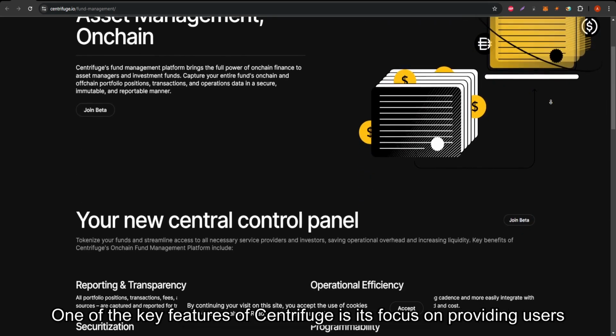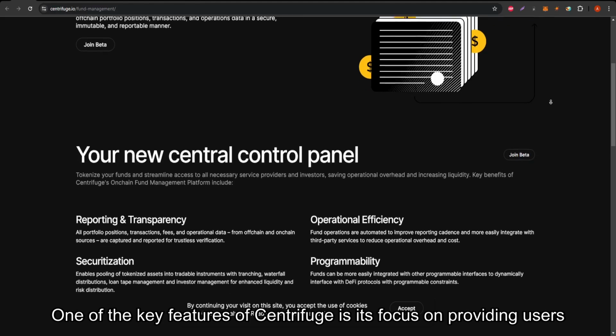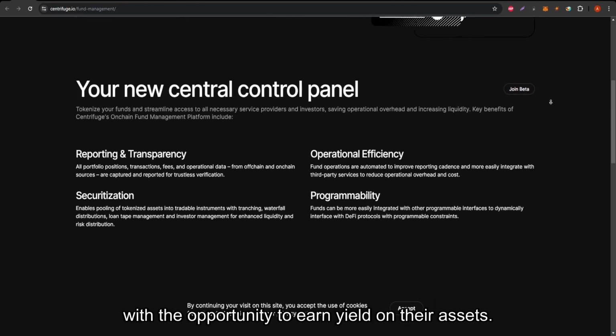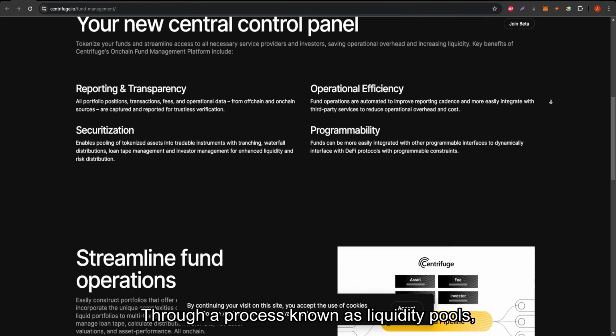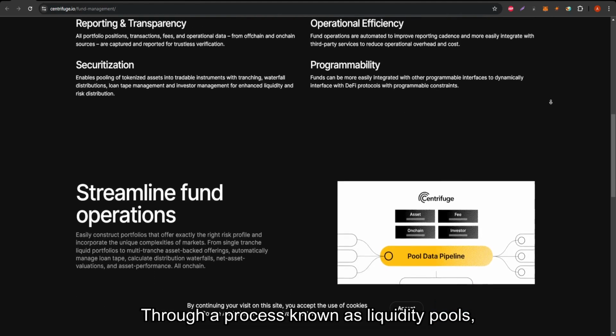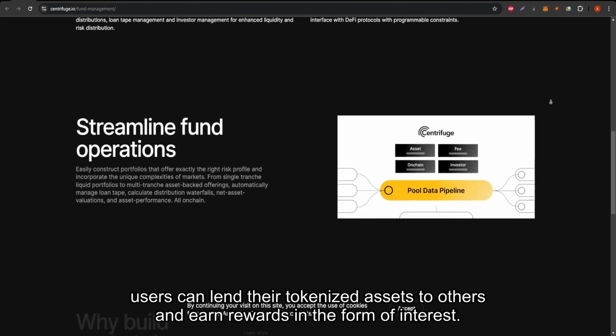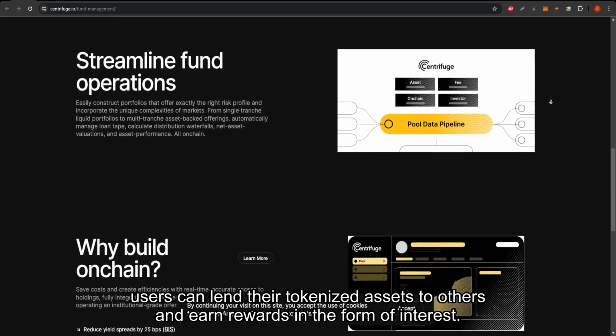One of the key features of Centrifuge is its focus on providing users with the opportunity to earn yield on their assets. Through a process known as liquidity pools, users can lend their tokenized assets to others and earn rewards in the form of interest.